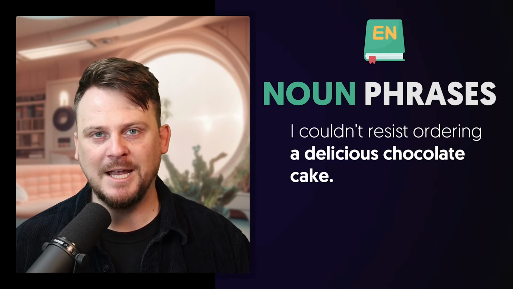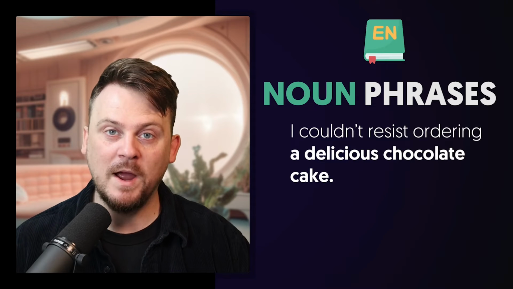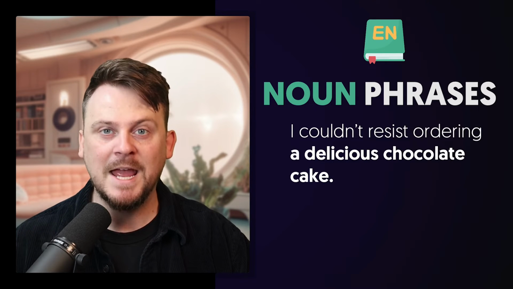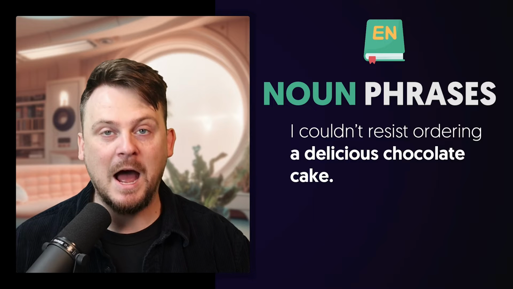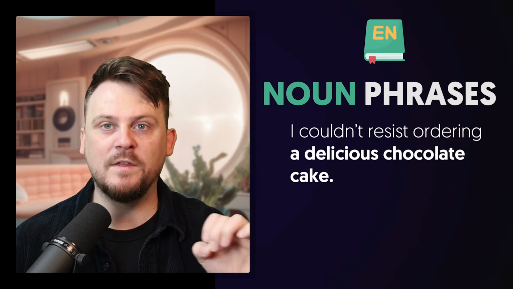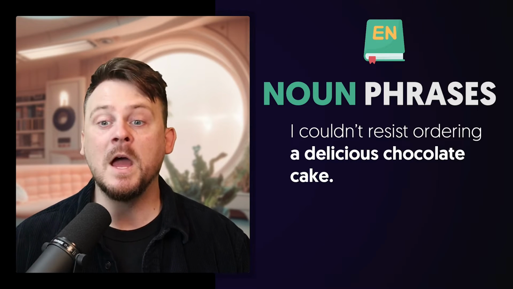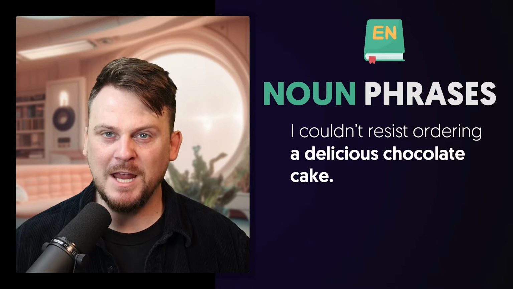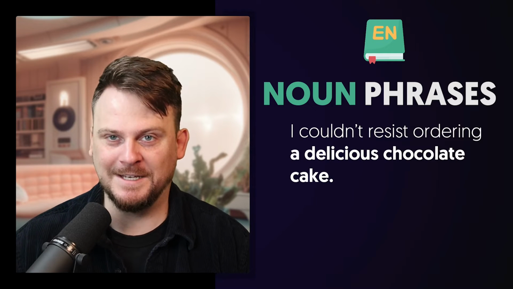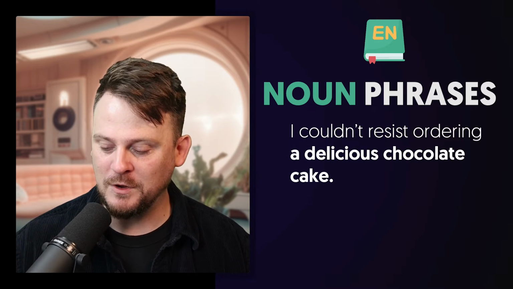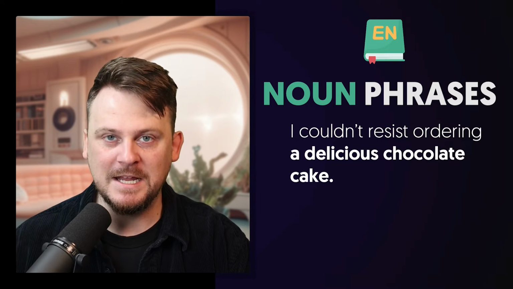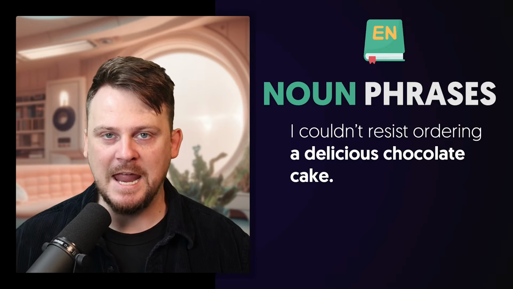So what I like to do to test it is I like to say it twice, the first time as it is, and then the second time I will say it with the pronoun that I want to use to replace it. I couldn't resist ordering a delicious chocolate cake. I couldn't resist ordering it. So I want to repeat it to emphasize it. I think that can give us a pretty good idea that yes, this indeed is a noun phrase. This whole thing is a noun phrase.